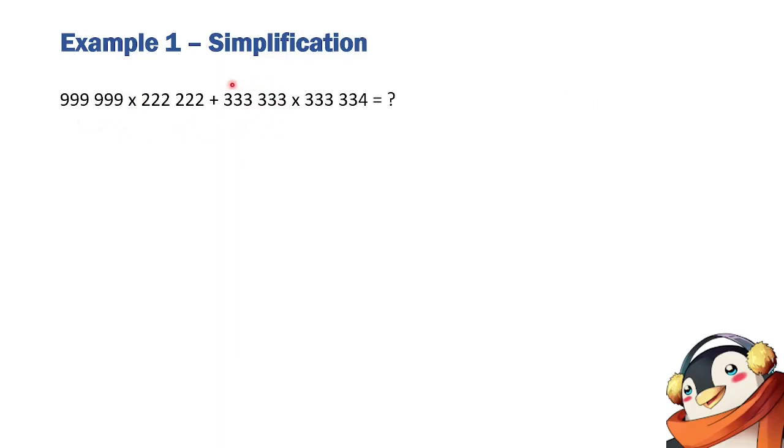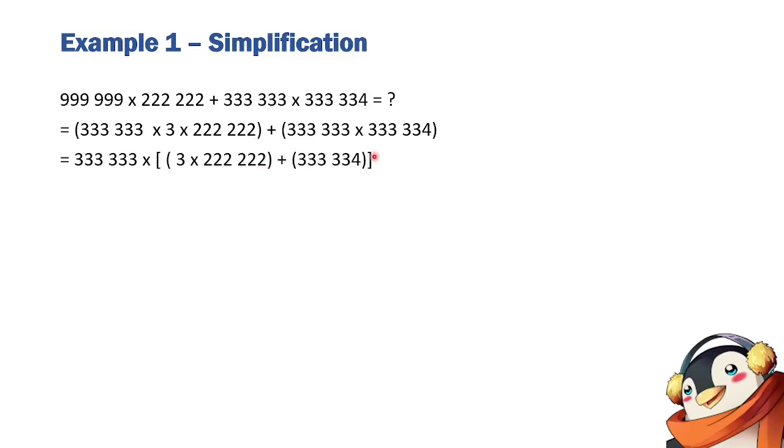So what happens is that, look, there's a common multiple here. 999,999 is basically just 3 times this number, isn't it? So you just write it this way, alright? Multiply by 222,222, and then you will get this. Next, you can bring this 333,333 out, and inside you have this left. Alright, and then you bring this number out.